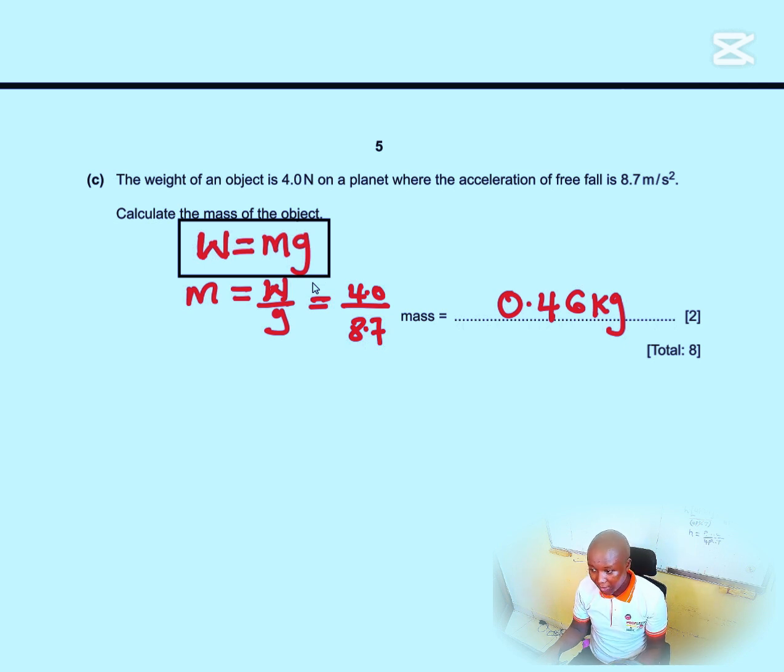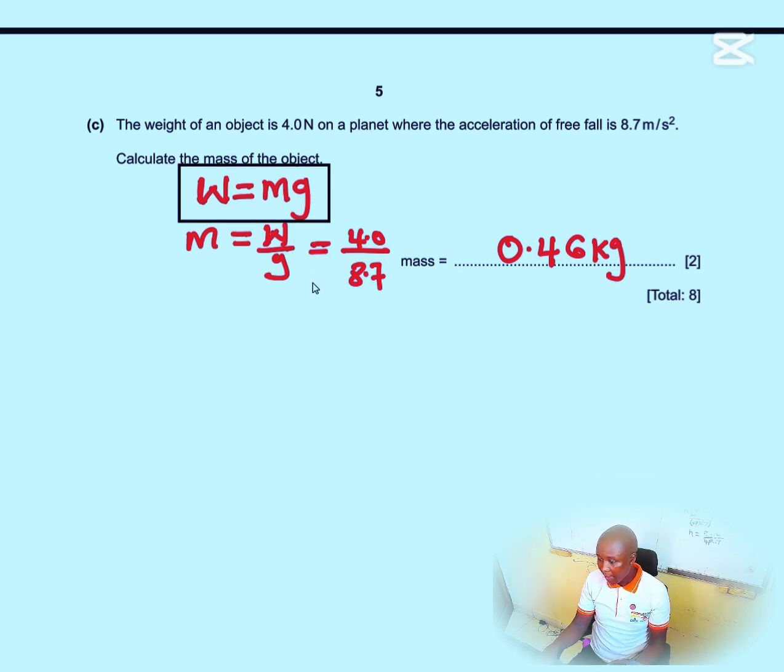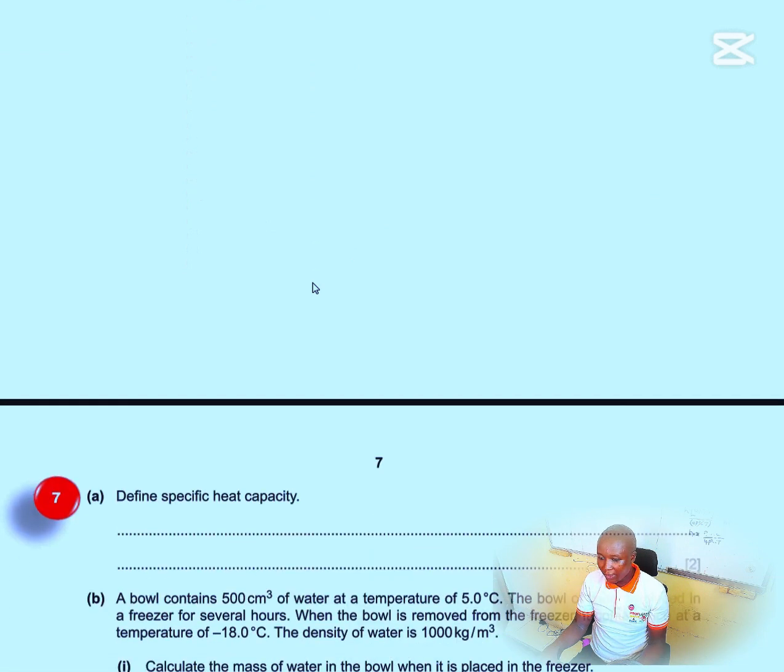Weight is considered a vector quantity because it has both size and direction. The difference between mass and weight is that mass is constant everywhere, but weight varies from one place to another because weight depends on gravity. Mass is a scalar quantity, weight is a vector quantity. So you need to know how to define these different terms.